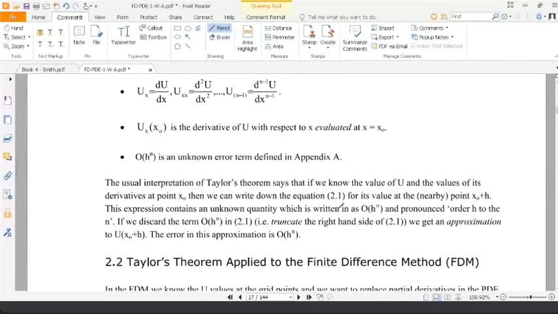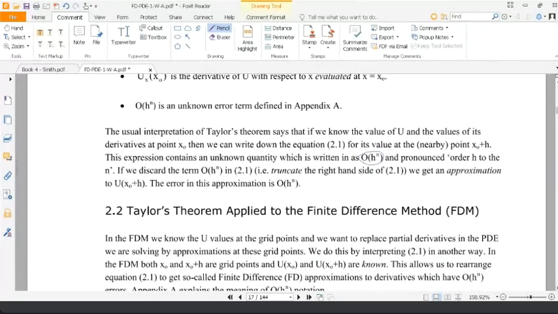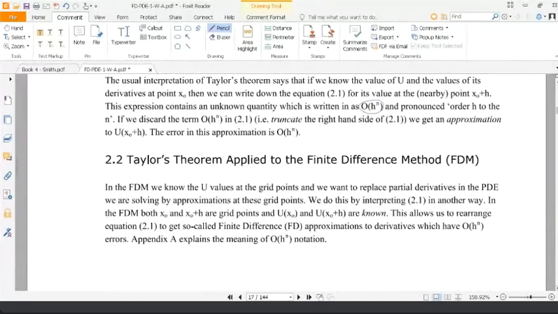When we say O of h power n, we say that the order of h is n. N is the order of h, order h to the n. We can use the Taylor theorem to find the finite difference method.